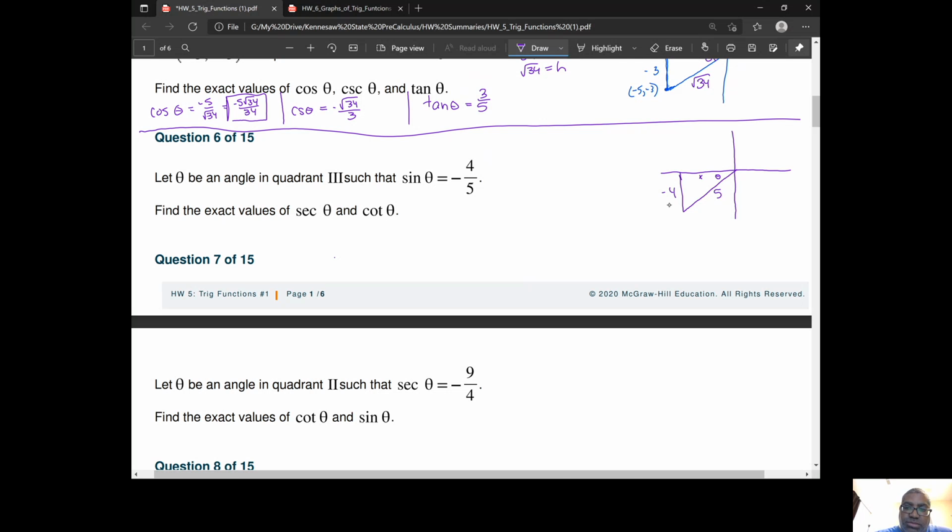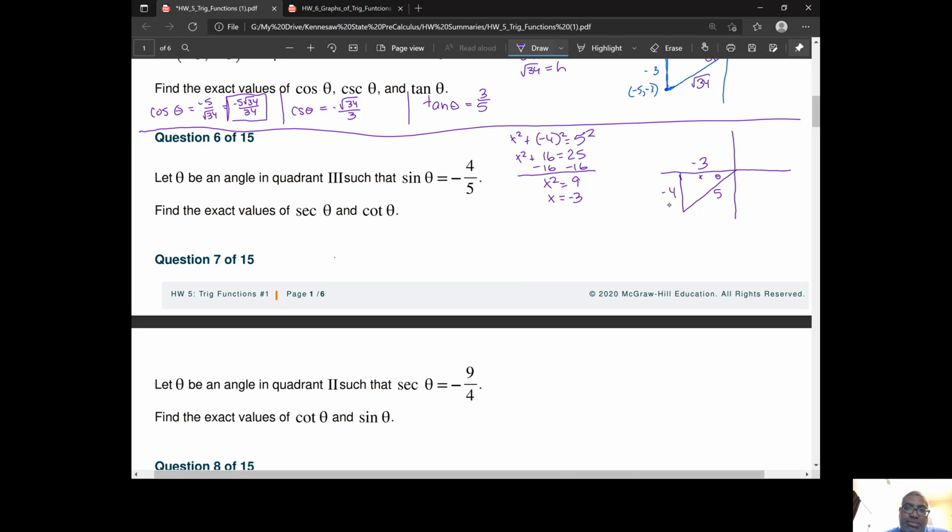So x squared plus negative 4 squared is equal to 5 squared, because hypotenuse is positive. X squared plus 16 is equal to 25. Subtract 16. X squared is equal to 9. So x is equal to 3, but we're in the third quadrant, so it's negative 3.